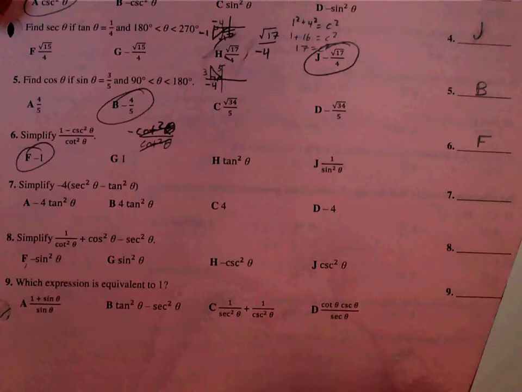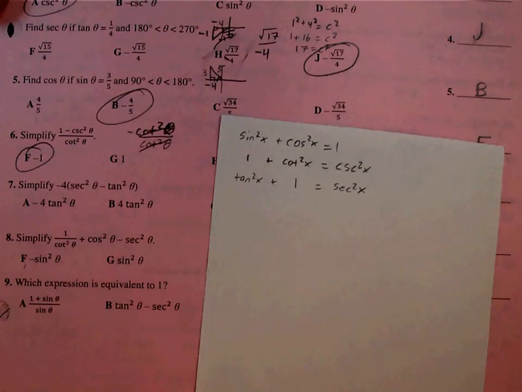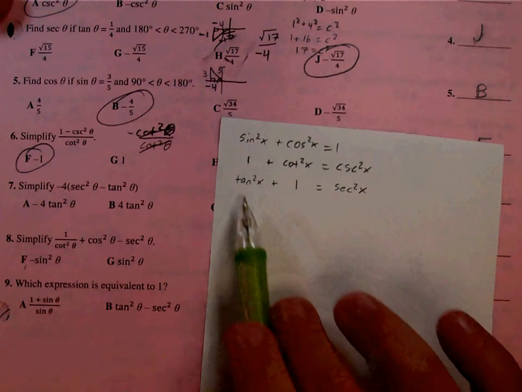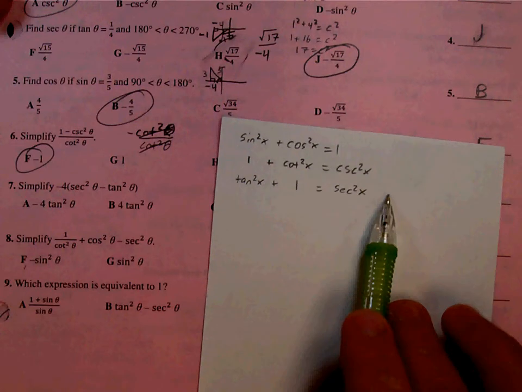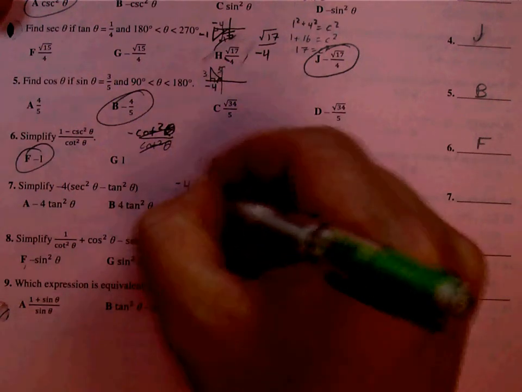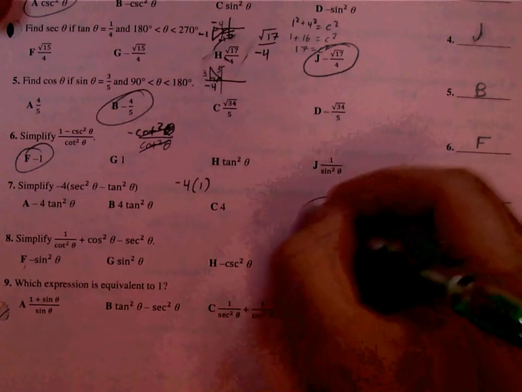Number 7, look there in the parentheses, secant squared minus tangent squared. Look at this bottom one, secant squared. If I subtract tangent squared away, it'll be secant squared minus tangent squared equals 1. So that's what goes in my parentheses. So I have negative 4 times 1, which is negative 4, D.